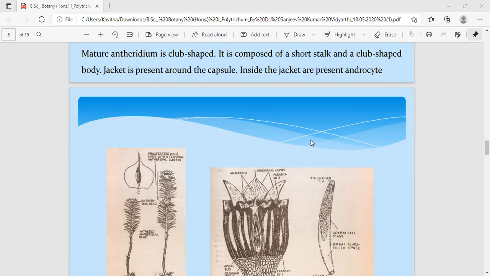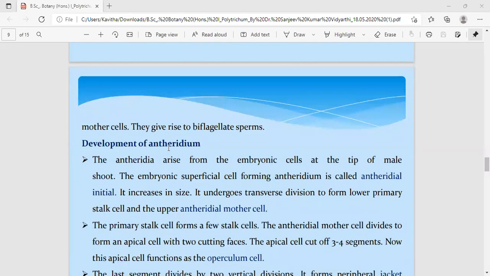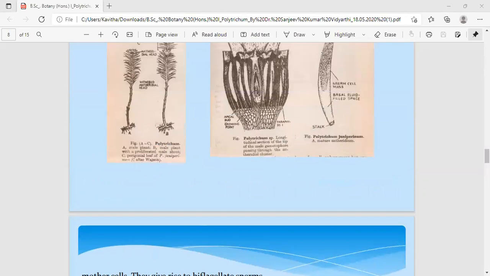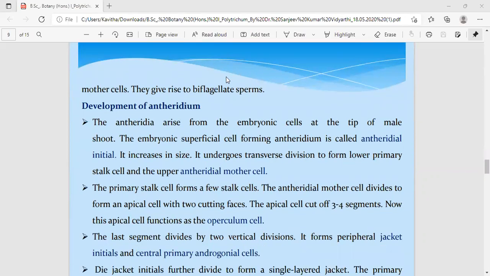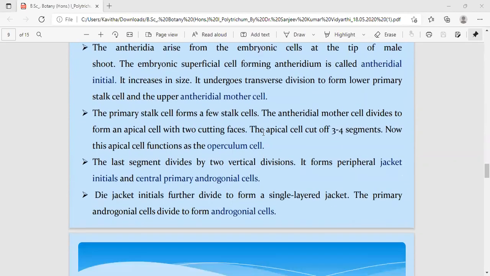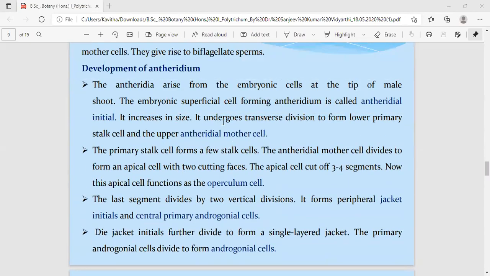Next. Now, inside this antheridia, we can see the development of androcyte mother cells or antherozoid mother cells, which will undergo reduction division and give rise to the male gametes, which are called antherozoids, which are also biflagellated. So I hope this is clear for you all.